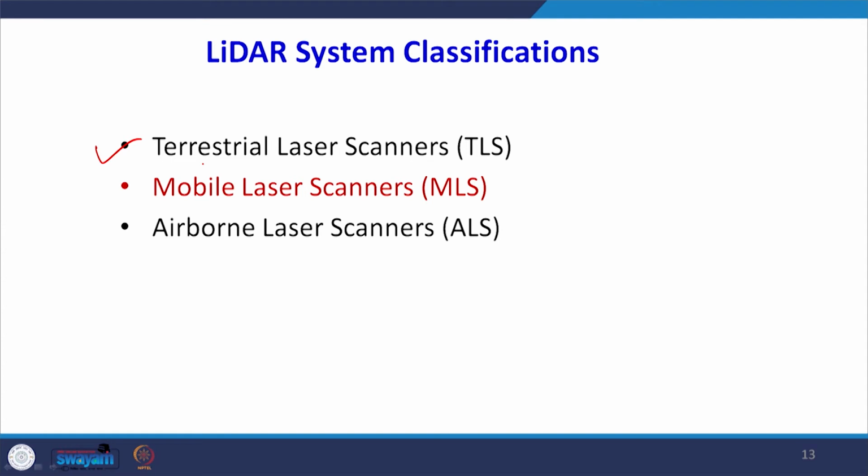Then we have the mobile laser scanners. That means these scanning devices are mounted on some platform which is mobile, maybe a special kind of vehicle on which we can mount this system, and this system can move and collect the data for a large area. Then we have the third one, which is called airborne laser scanner, ALS.